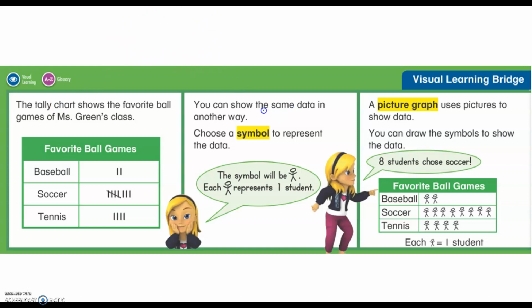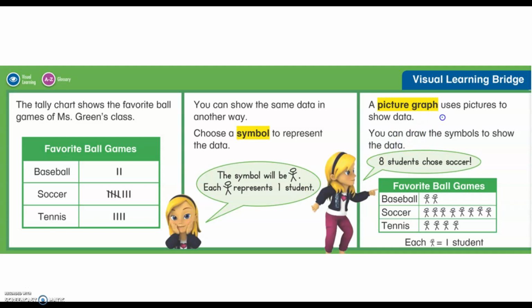You can show the same data in another way. First, you have to choose a symbol to represent the data. In the example, they're going to use a little stick person. They've decided that each stick person will represent 1 student. You can choose to make your picture represent as many as you want, but in this case, it's representing 1.